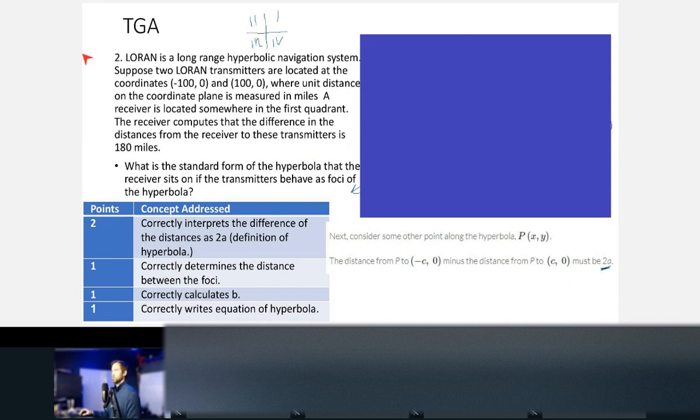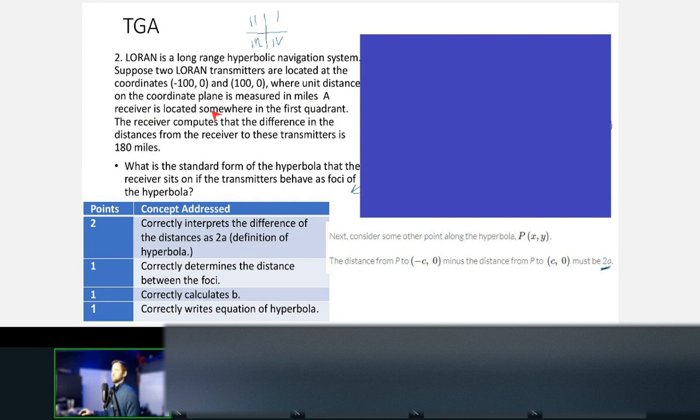All right, word problem, number 2. LORAN is a long-range hyperbolic navigation system. Suppose 2 LORAN transmitters are located at the coordinates (-100, 0) and (100, 0), where unit distance of the coordinate plane is measured in miles. That's really nice. It's a 1-to-1 scale. 1 unit is 1 mile, so there's no conversion needed like that garden problem.